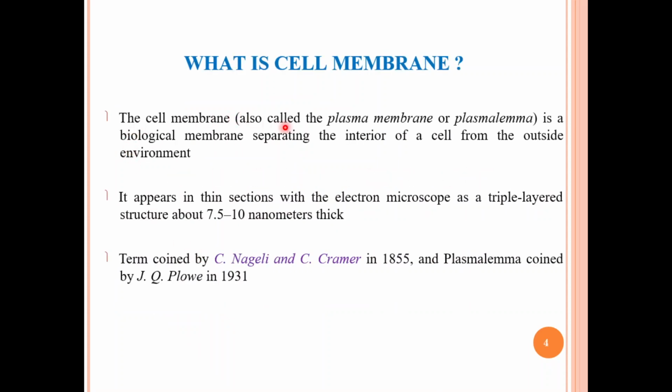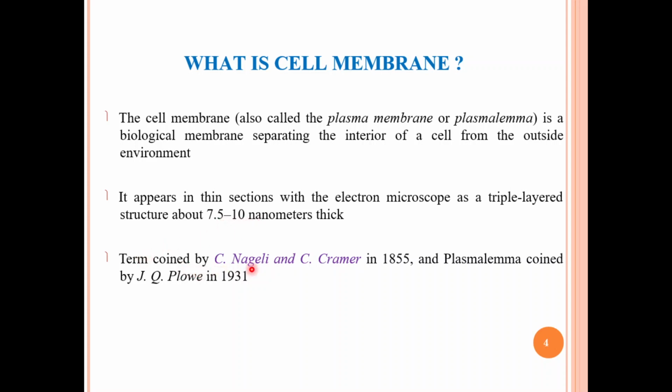The cell membrane, also called the plasma membrane or plasma lemma, is a biological membrane separating the interior of the cell from the outside environment. So it is a cell membrane which separates the interior of the cell from the outside environment. It appears in thin sections with the electron microscope as a triple layered structure and about 7.5 to 10 nanometers thick. So the thickness of plasma membrane under the electron microscope can be observed like a triple layered and 7.5 to 10 nanometer in thickness.